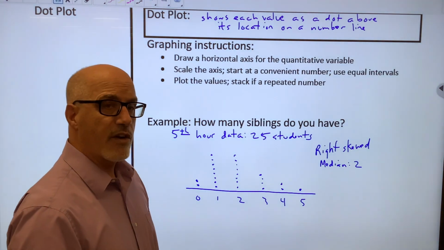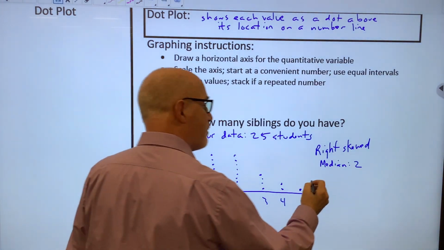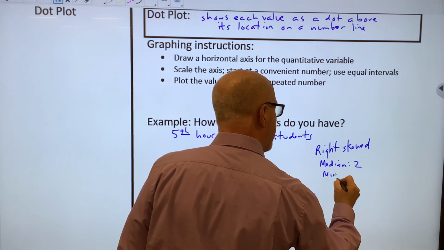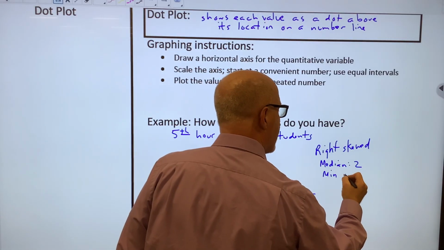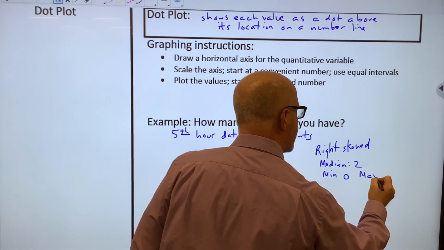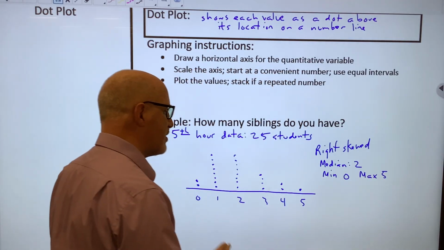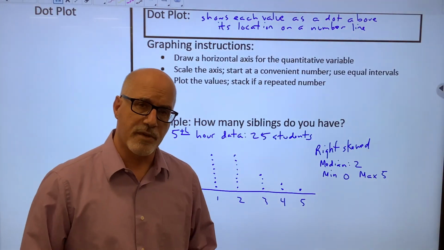Now, if I'm looking at variability, I'm going to list the minimum. The minimum is 0, and the max is 5 in this class. Other classes would have different data sets, and could show up differently.